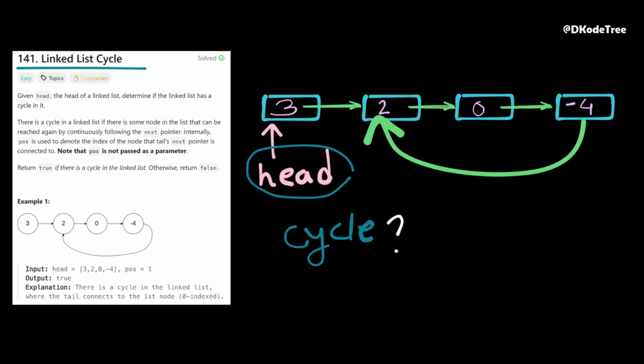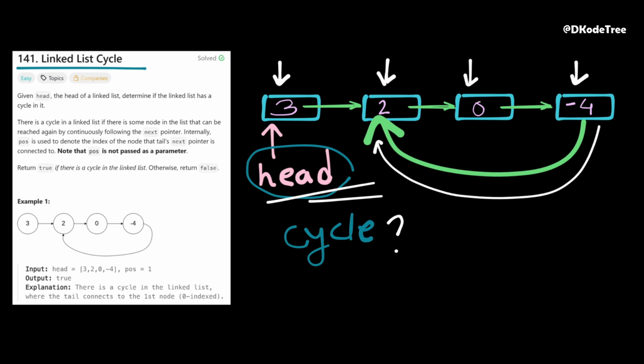Say in this example, we start traversing the linked list from the head. So we are at 3. In the next step, we will move to 2, then to 0, then to -4. And in the next step, we will again come back to 2. So the easiest observation to make here is, if there is a cycle, then at some point, we will again revisit a node that we have already seen.